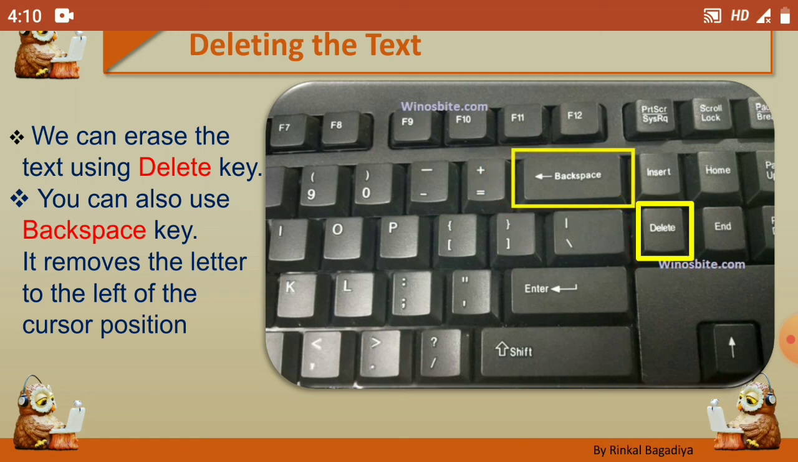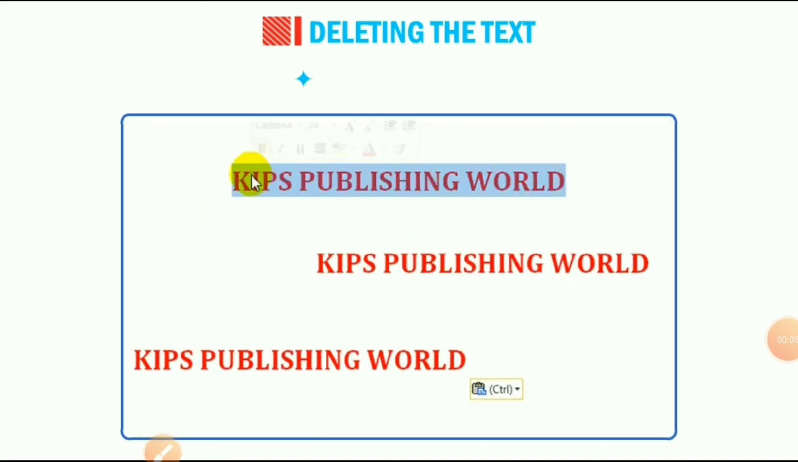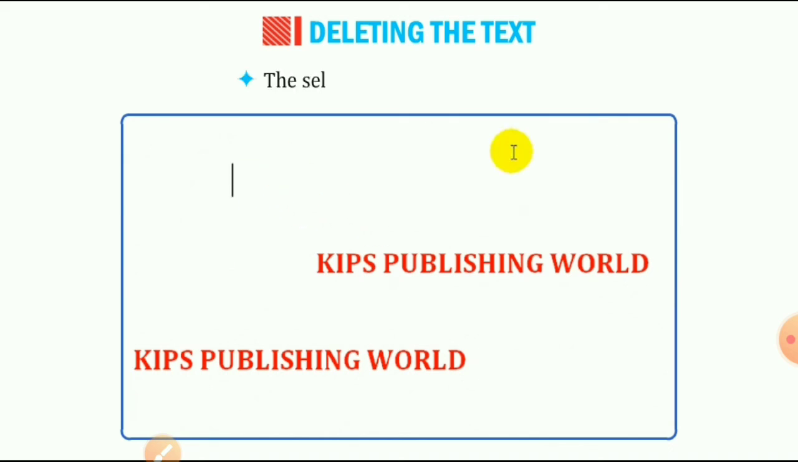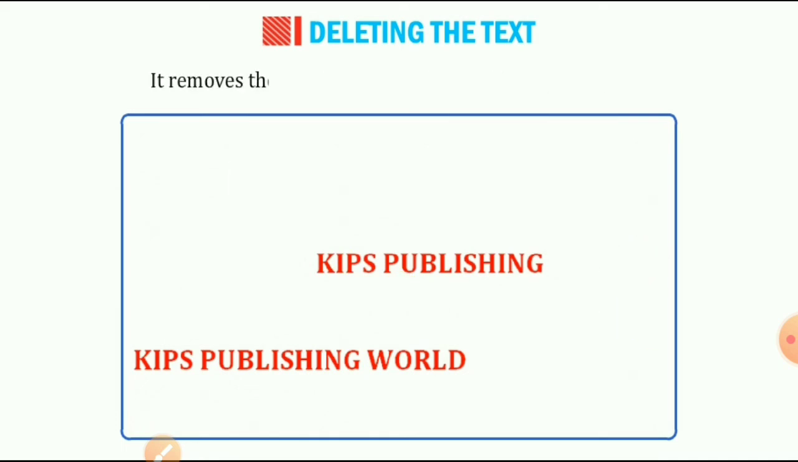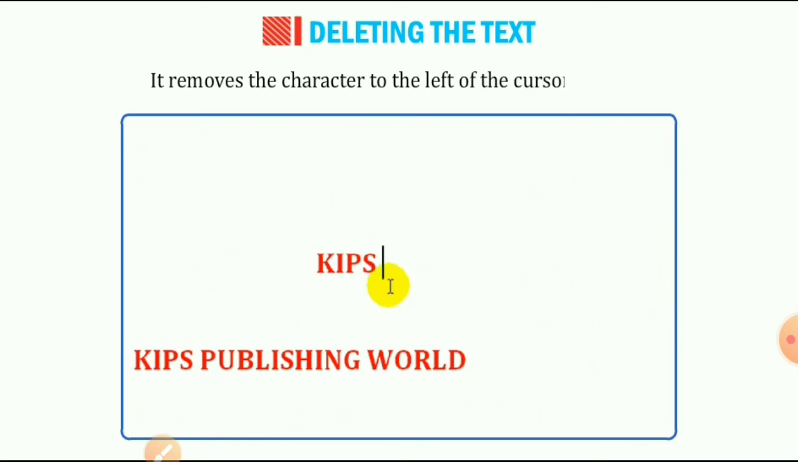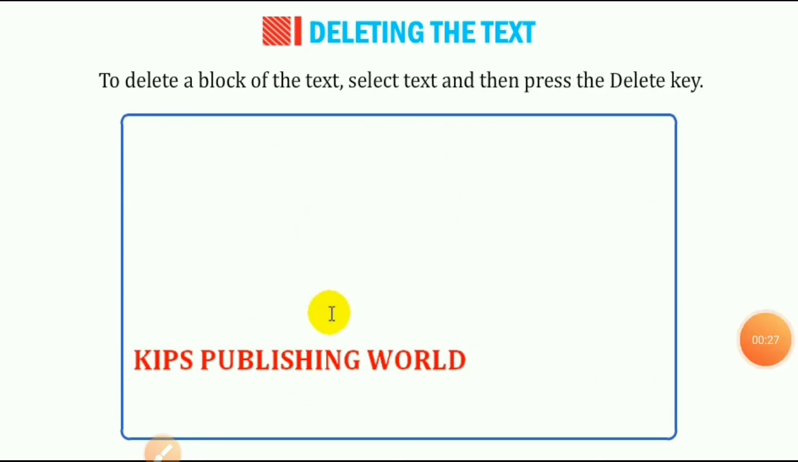So let's see practically how we can delete text. Follow these steps to delete the text. Select the text. Then press the delete key from the keyboard. The selected text will be removed. You can also delete text by using the backspace key. It removes the character to the left of the cursor, as you can see on the screen. To delete a block of text, select the text and then press the delete key.